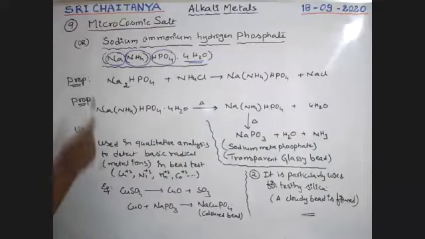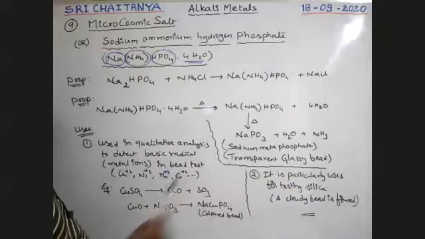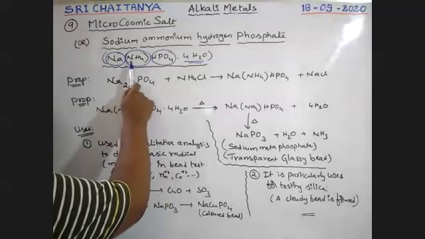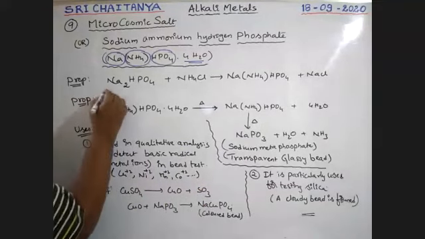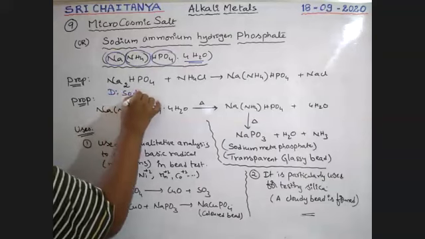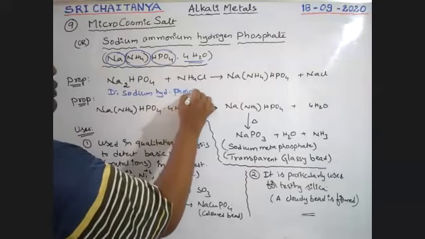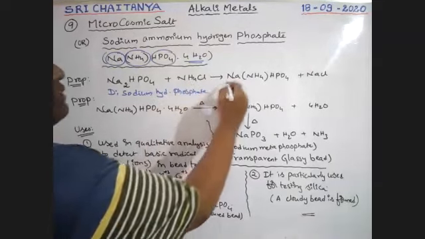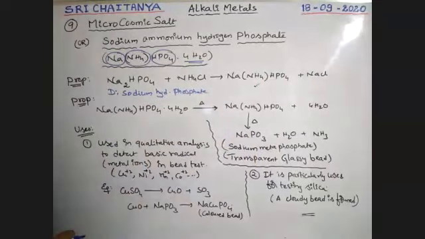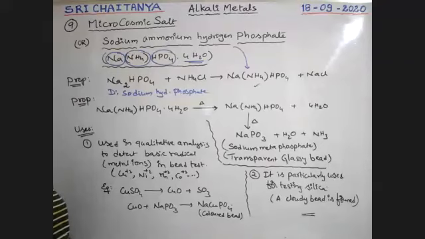That is sodium ammonium hydrogen phosphate. Now what is the preparation? Disodium hydrogen phosphate is treated with ammonium chloride, which gives sodium ammonium hydrogen phosphate. It is our microcosmic salt.